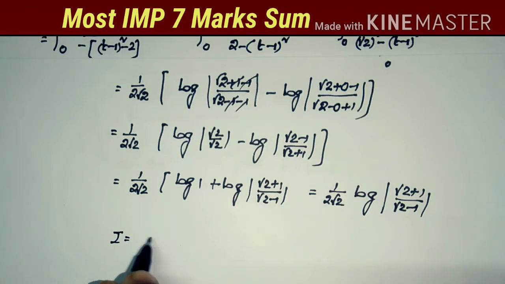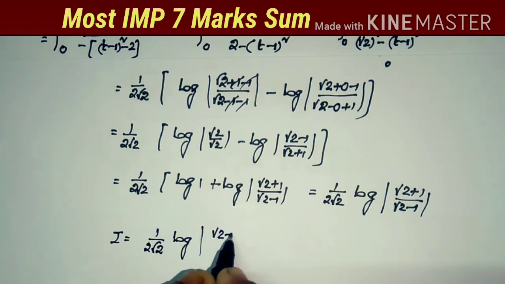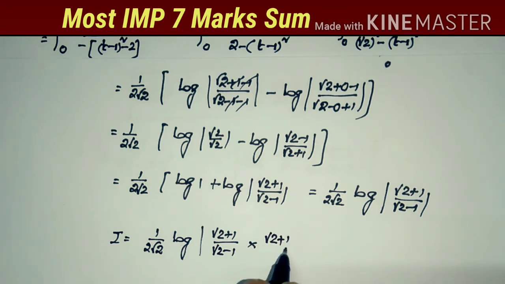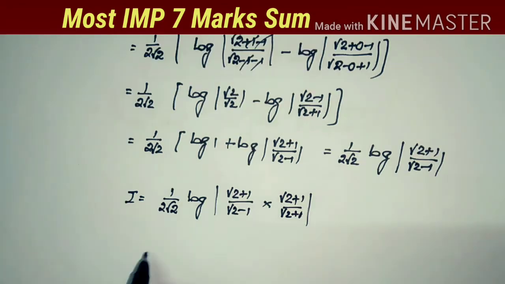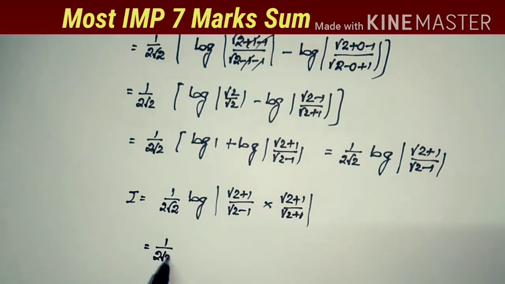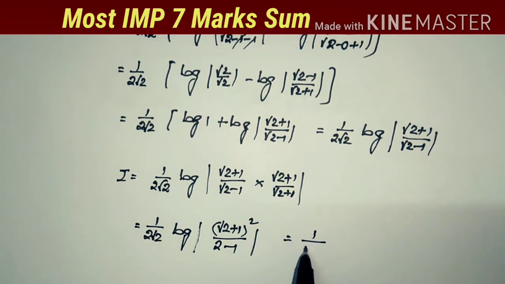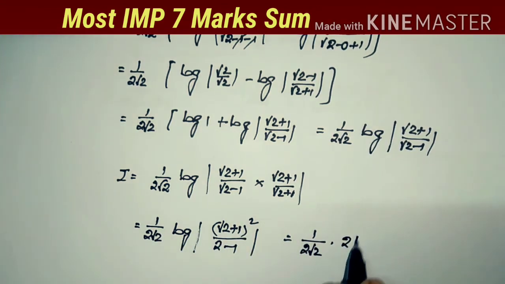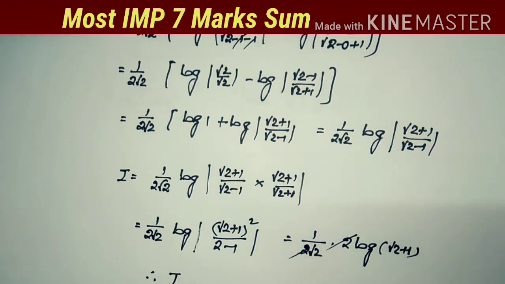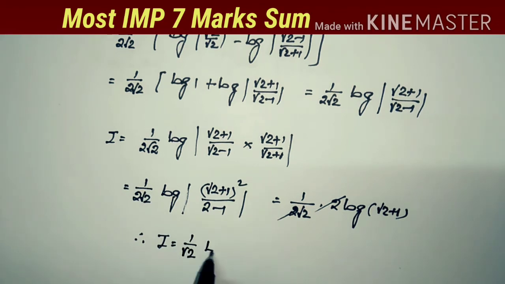So the value of I equals 1 by 2 root 2 log of (root 2 plus 1) by (root 2 minus 1), taking the rationalization, into (root 2 plus 1) by (root 2 plus 1). So this equals 1 by 2 root 2 log of (root 2 plus 1) whole square by (2 minus 1), which equals 1 by 2 root 2 into 2 log (root 2 plus 1). Therefore I equals 1 by root 2 into log (root 2 plus 1).